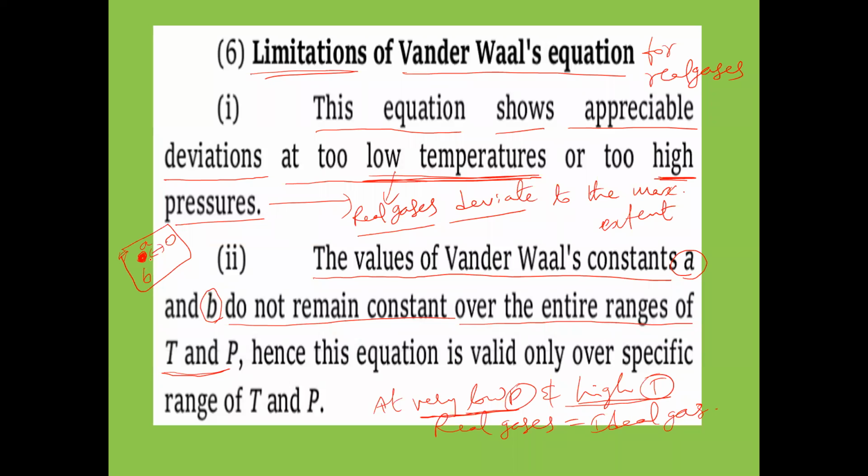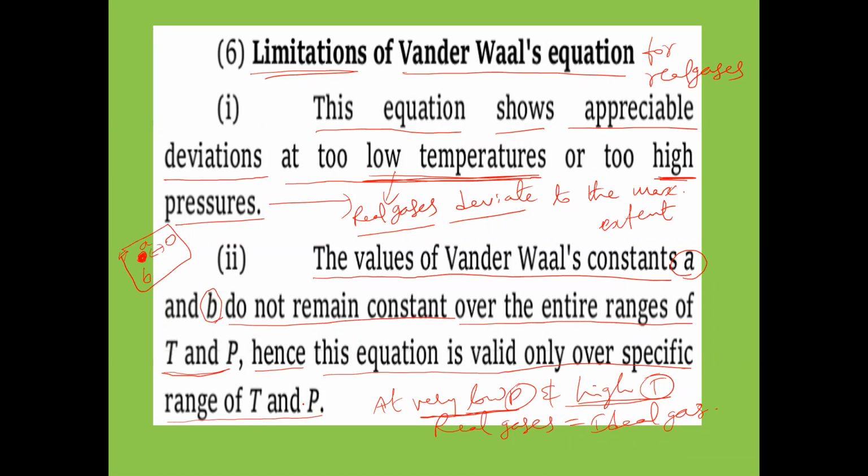So A and B for a particular gas will not remain constant at different conditions of temperature and pressure. At all pressures and all temperatures, the A value and B value for a given gas will not remain constant. That is another drawback of this equation. The values of Van der Waals constants A and B do not remain constant over the entire range of temperature and pressure. Hence, this equation is valid only over a specific range of temperature and pressure.